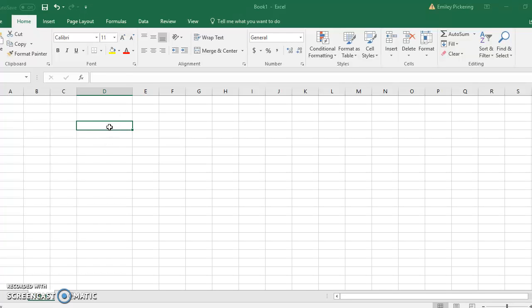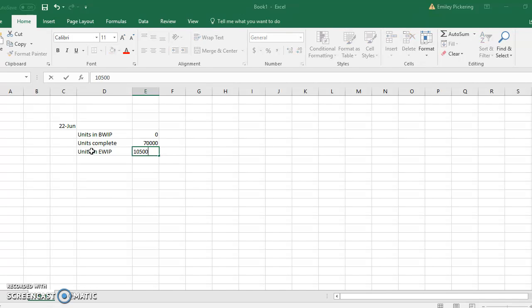All right, I'm going to do some problems for Chapter 6. The first one is Cornerstone 6-22, and we're just doing equivalent units. So 6-22 is we have units in beginning work in process, which is 0. Units complete, which is 70,000. And then units in ending work in process, and that is 10,500, and they are 40% complete.